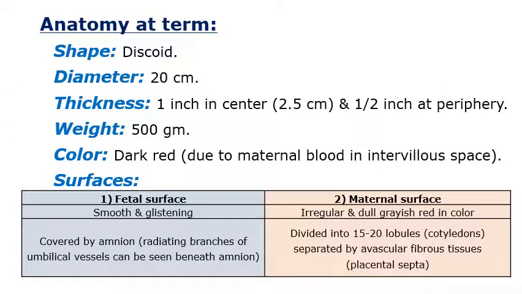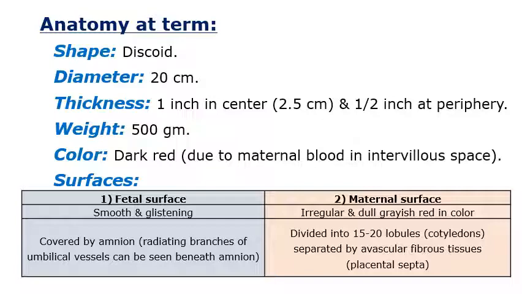This is the normal anatomy of the placenta at term. Its diameter is 20 centimeters. It is thick at the center, about 2.5 centimeters, and half this thickness at the periphery, and it weighs half a kilogram, and it has two surfaces.